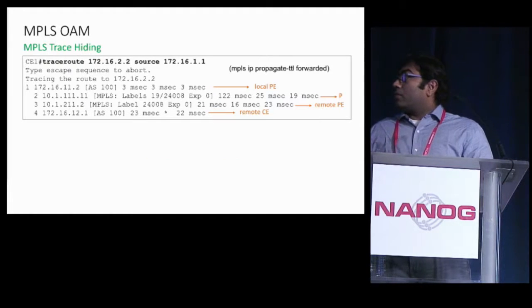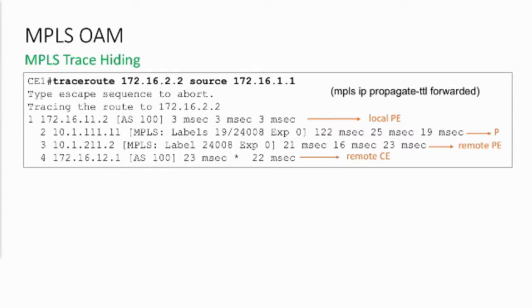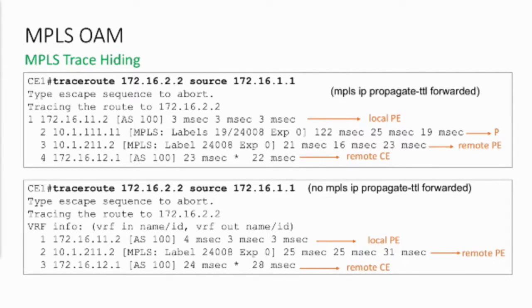If you look at the normal trace route, you will see that the trace route traverses through the local P router, the core router, and the remote P, and then the remote C. But if you configure this command, you will see that the core router is missing from the trace route. This is an example where you have just one core node, but you might have tens of multiple nodes which you want to hide from the external users. How does this work?